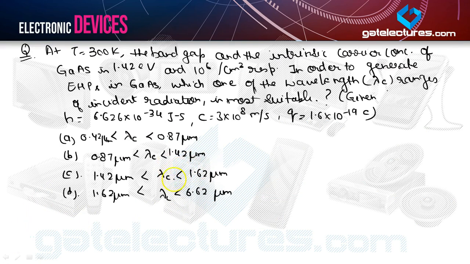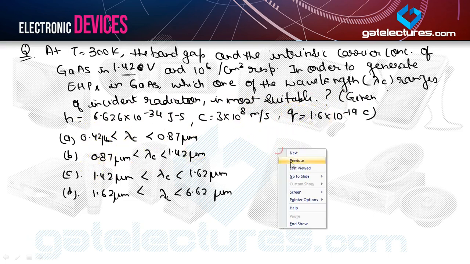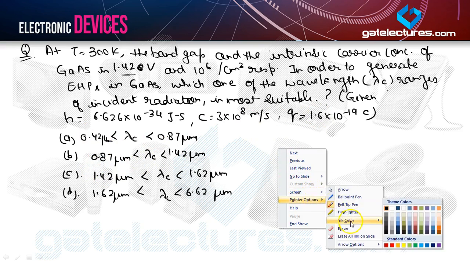So this is the next question. It says at 300 Kelvin the band gap and the intrinsic carrier concentration of gallium arsenide are 1.42 electron volt and 10^6 per centimeter cube respectively. You should remember this particular value for gallium arsenide. In order to generate EHP, electron hole pairs, in gallium arsenide, which one of the following wavelength ranges of incident radiation is most suitable? Given these values of Planck's constant, c, and q.